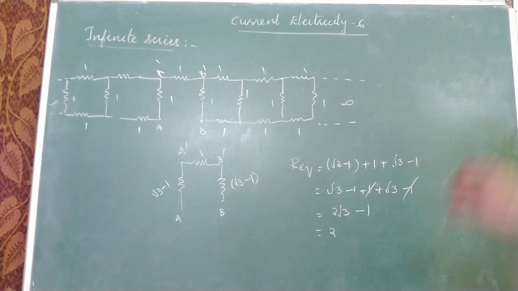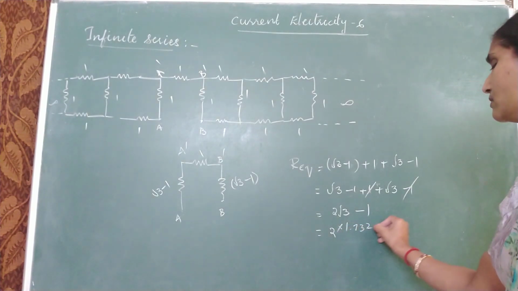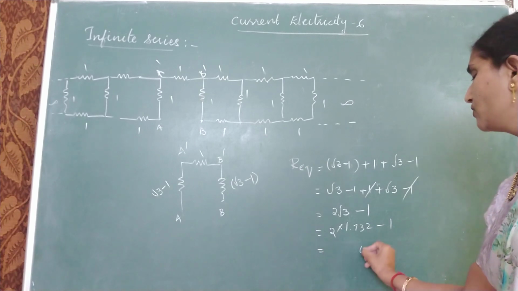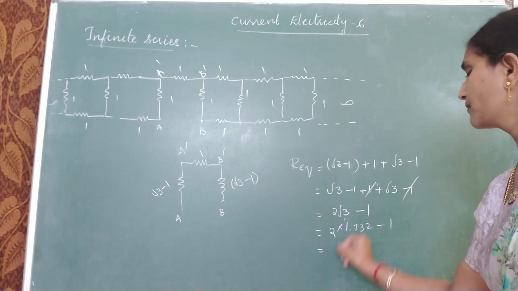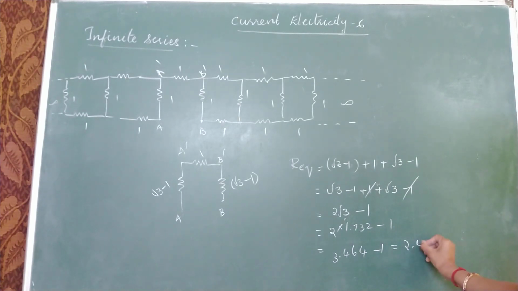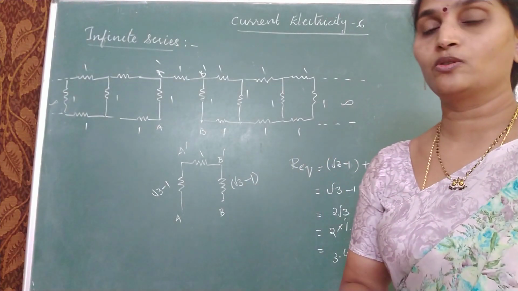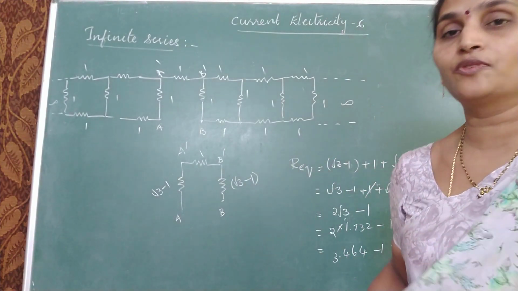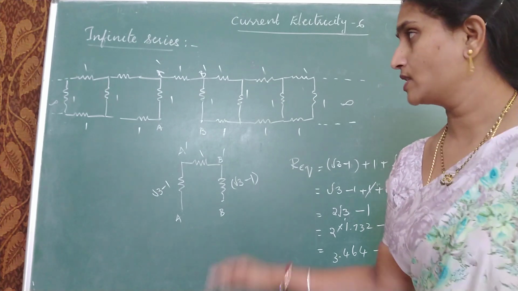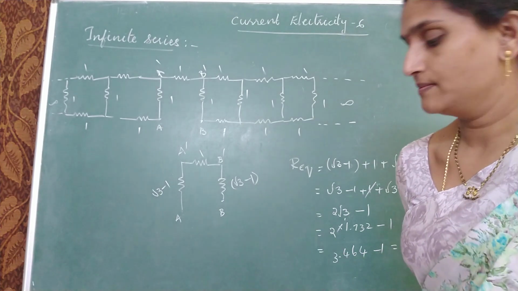So either you can leave it this way or simplify it. 2 into 1.732 minus 1, that is 3.464 minus 1, what is the answer? 2.464 ohms. So even this way, they can ask you to calculate the equivalent resistance for an infinite series. So this is the third model. Now look at the fourth question.